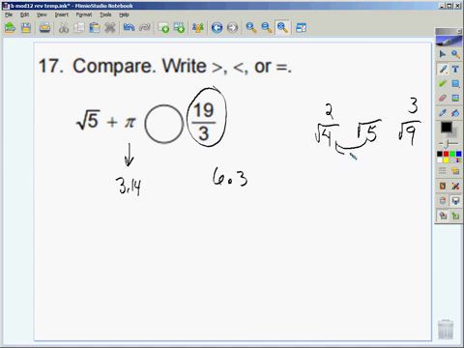Is 5 closer to 4 or closer to 9? It's closer to 4, and it's quite a bit closer to 4, isn't it? So this is 2.1. It might be 2.2, but it's not 2.5, 2.6, 2.7, is it? So let's say I took the higher one of those, 2.2. 2.2 and 3.14, if I put them together, would only be 5.34. Which is bigger? 19/3 is obviously bigger, so the 19/3 is larger.